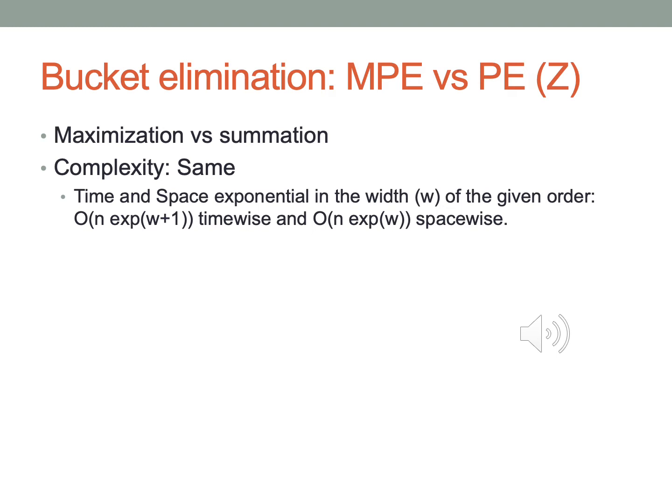Once the buckets are processed, the bottom-up operation is linear in the number of functions in each bucket. And as such, the bottom-up pass or the backward pass does not contribute to the overall complexity, since the elimination operation or the top-down pass is exponential in width plus 1.